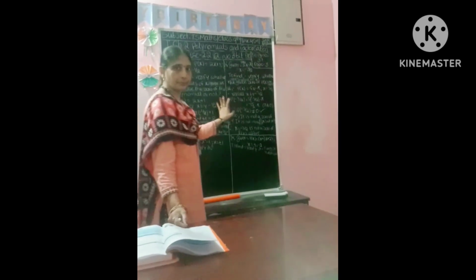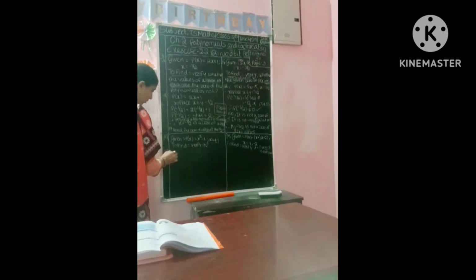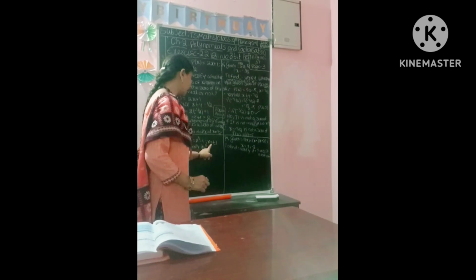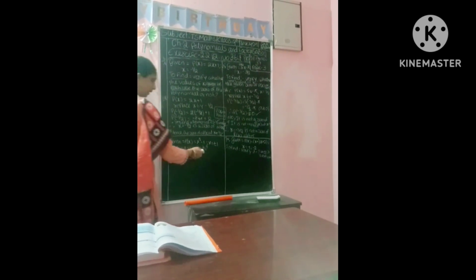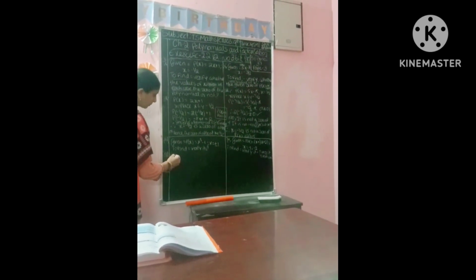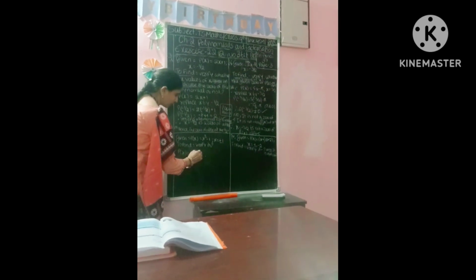Do you understand? Next we will go to the third problem. First, write the given data. What is given? Given p of x equal to x square minus 1, and the x values are plus or minus 1. To find: verify or not, that is the question. First, p of x is given. What is p of x? x square minus 1.